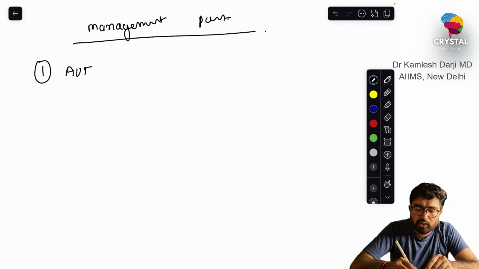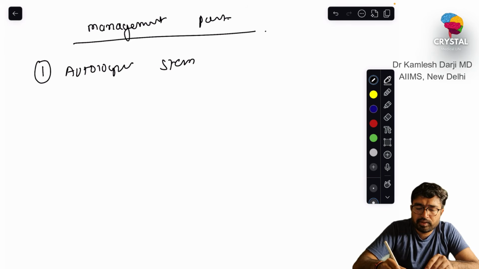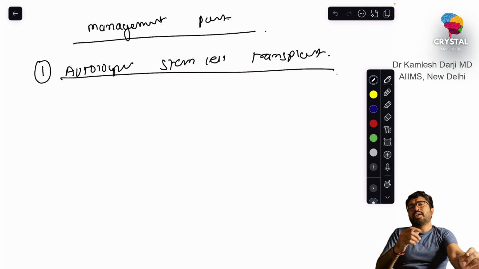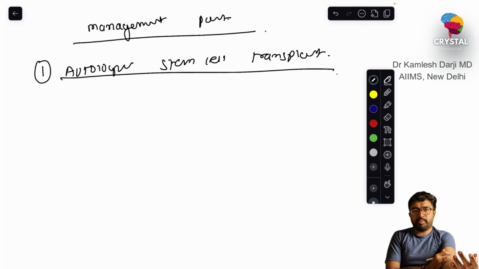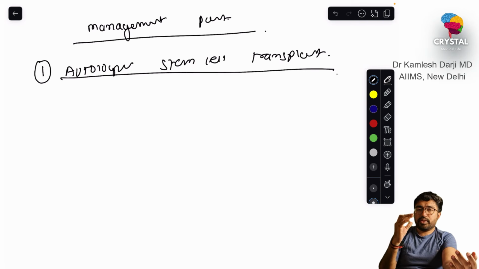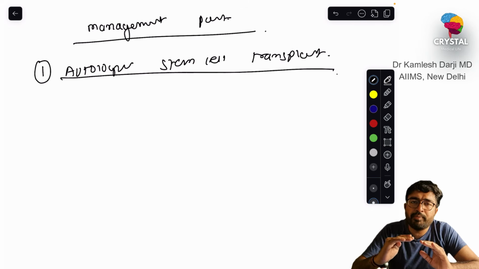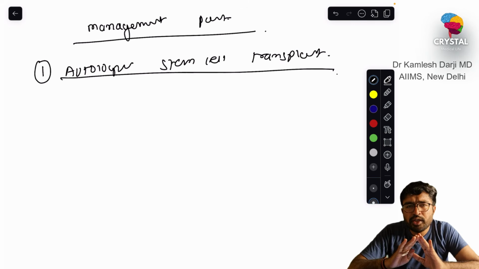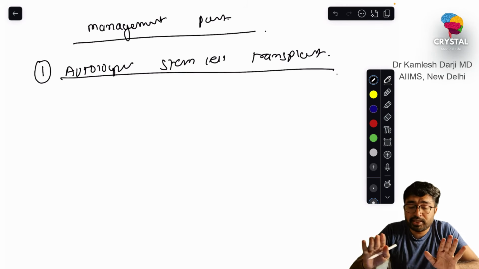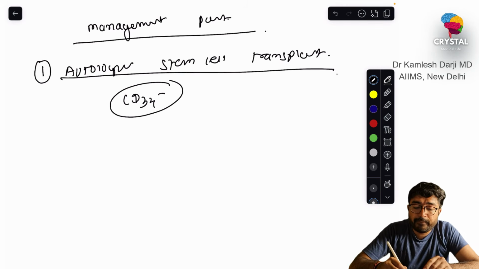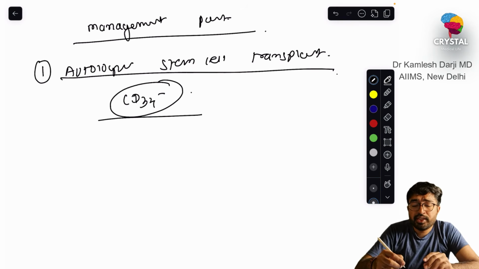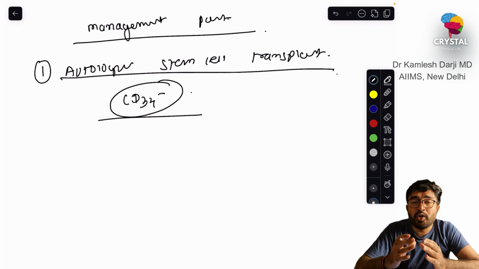Best treatment is autologous stem cell transplant. So what is this? If I have multiple myeloma, first do the induction therapy. First kill all plasma cells. I will take out the bone marrow from my body, filter out all non-hematopoietic stem cells, which are the CD34 negative. Okay. And then they will make the solution which is only having the stem cells, hematopoietic stem cells.